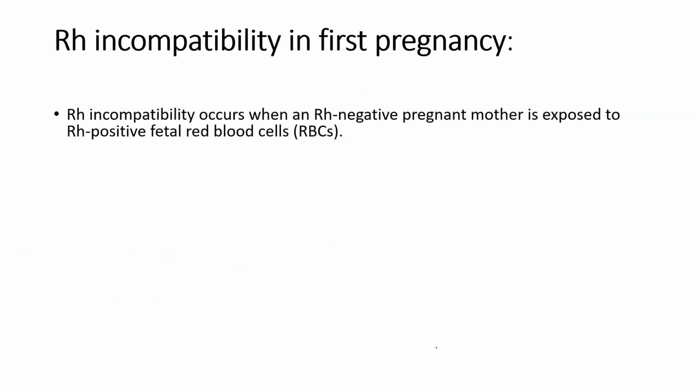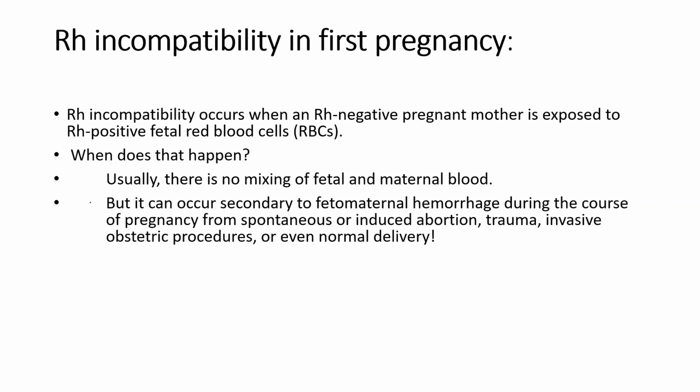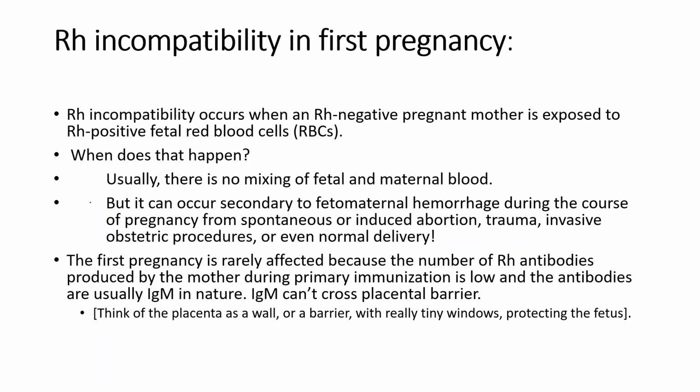So taking a look at this with pregnancy and the first child. Rh incompatibility occurs when you have an Rh negative mom carrying an Rh positive baby. Usually during the gestational period, the 9 months where the mom's pregnant, you're not going to get mixing of fetal and maternal blood. It's going to stay separate. However, during the birthing process, things can occur where the baby's blood is going to mix with the mom's blood. When that happens, that Rh negative mom is now exposed to Rh positive blood and will now start making antibodies against that.